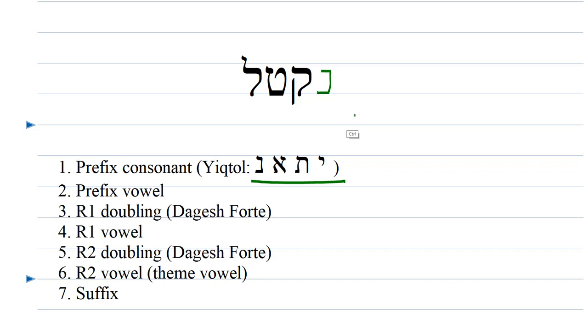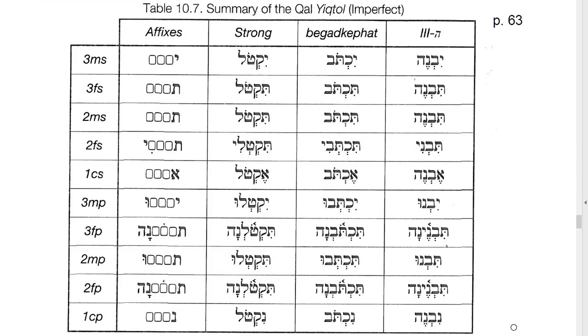As we go on in our study of Hebrew, we will need to pay attention to things such as the prefix vowel, the R1 doubling, the R1 vowel, R2 doubling, and the R2 vowel. But for our purposes, we will go on and look at the suffix. To make sense of the suffixes, it's helpful to see them in a chart. So we're over here on page 63 of the textbook, and this first column in table 10.7 is called affixes, which simply means prefixes and suffixes.